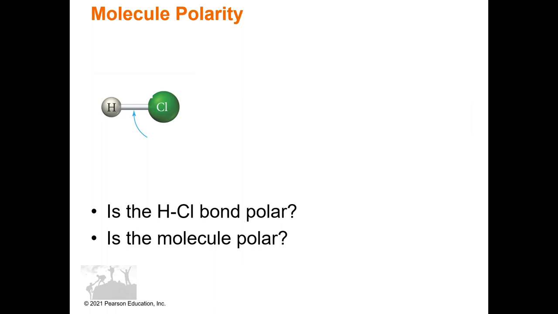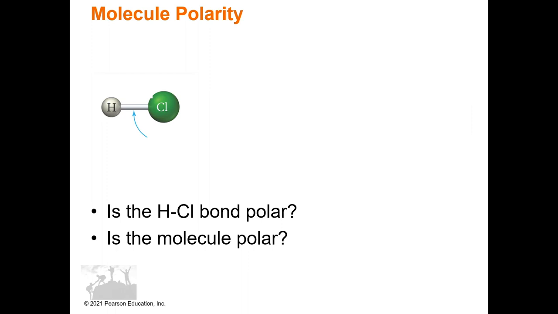For me, if I'm trying to figure out if a molecule is polar or not, I'm going to try to find a plane of asymmetry. So if I cut a molecule a certain way, am I going to have mirror images, or are they going to look completely different from each other? So let's take a look at HCl.